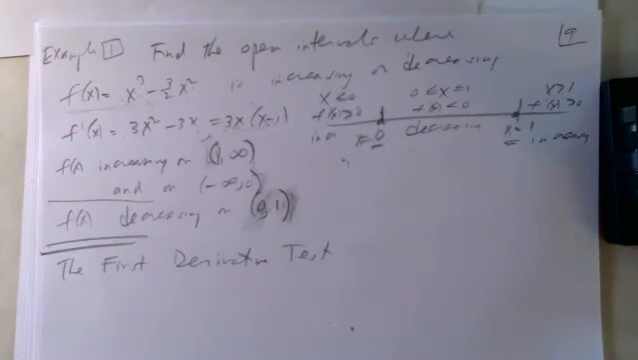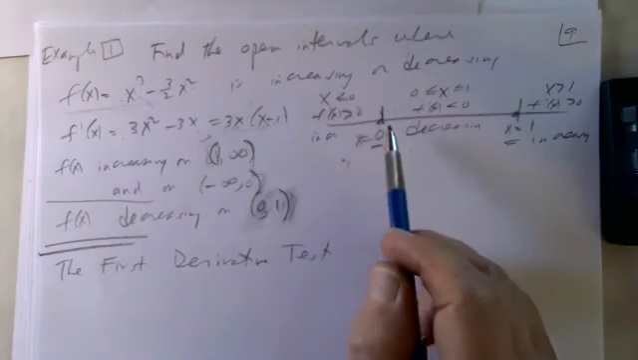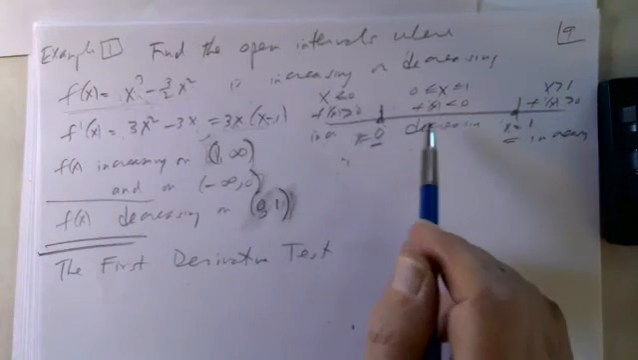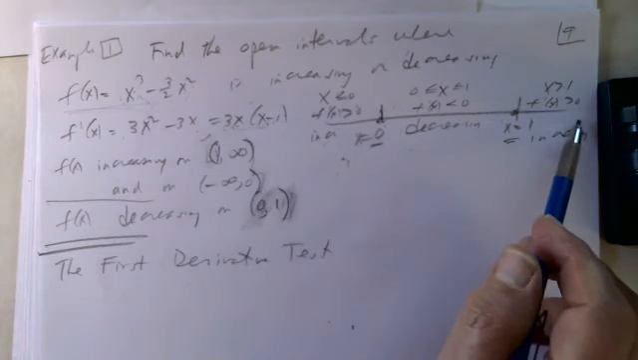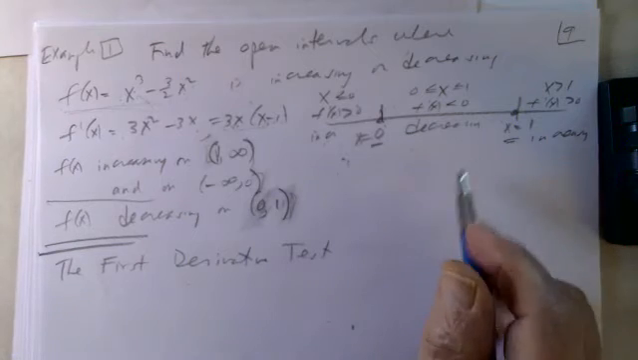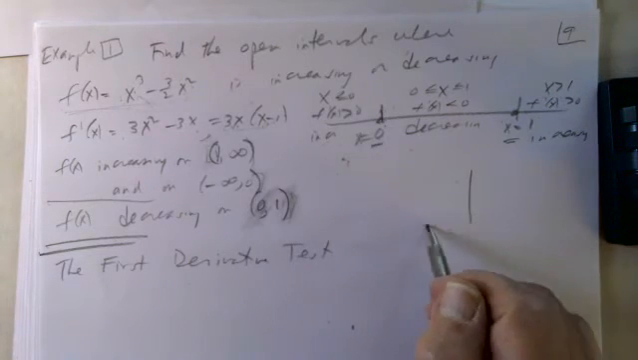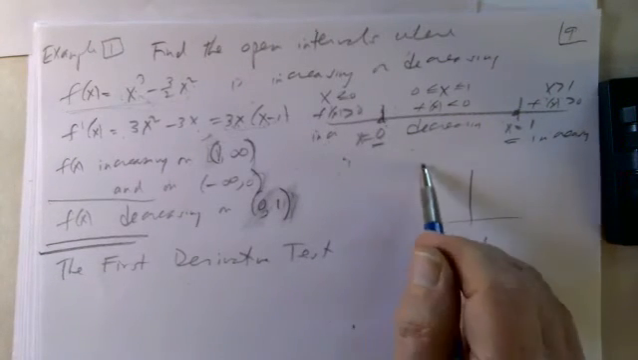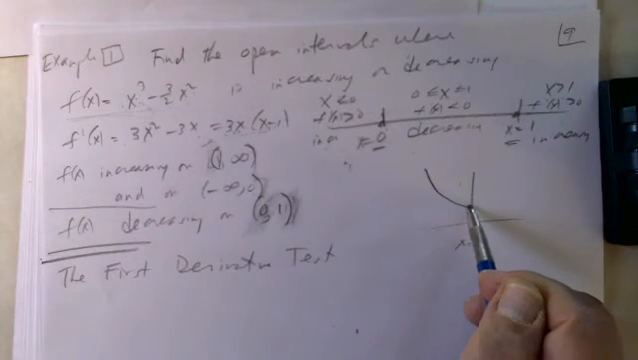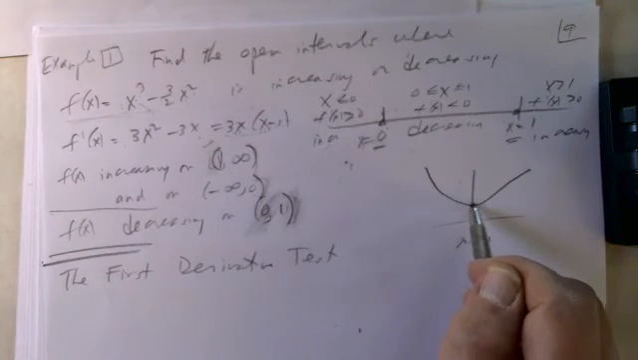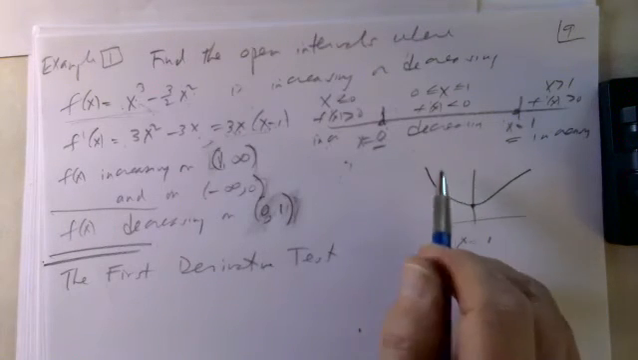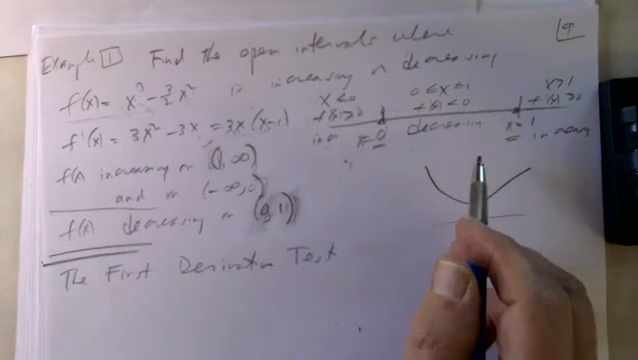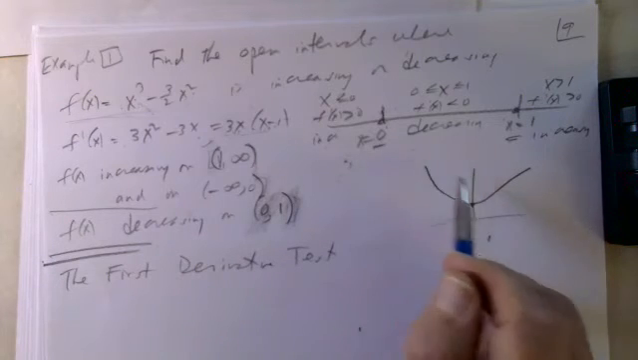The problem says find the open intervals where the function is increasing or decreasing. So on the open interval from 0 to 1, the function is decreasing. On the open interval from 1 to infinity, it's increasing. If you look at the graph, it has to look something like this. This is x equals 1. It's decreasing, and then it's increasing. So you really can't include the number 1 here. In any case, the book asks you to express it in terms of the open interval.